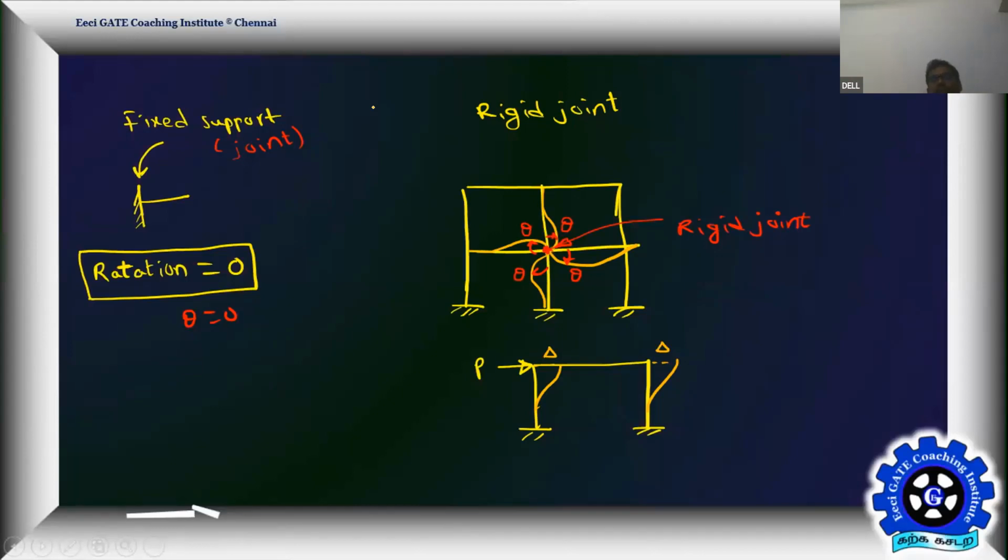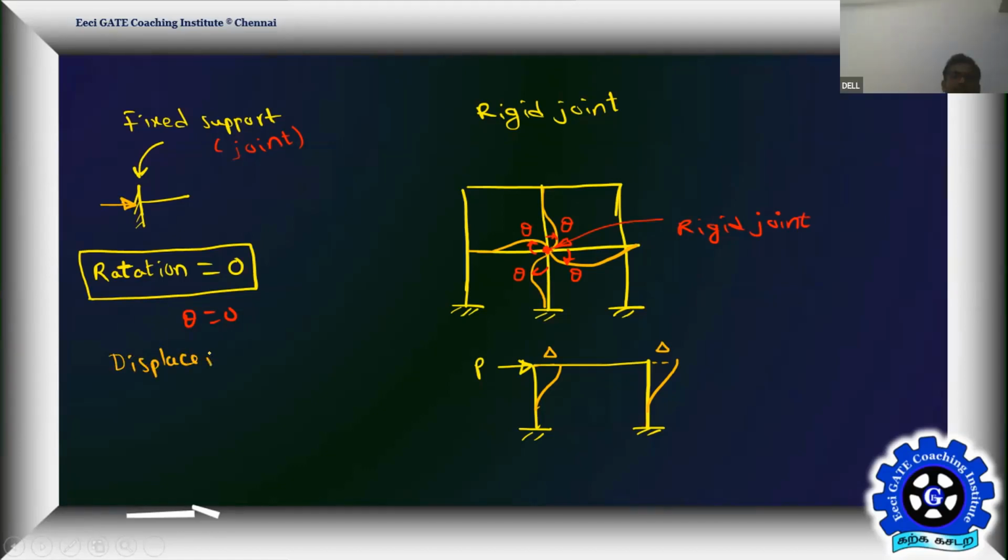Listen, rigid joints can undergo displacement. When I apply axial load P, rigid joints undergo displacement. Can you listen? When I apply some axial force, can you get any displacement at a fixed support? Can you get displacement at fixed support? No, sir. Displacement is equal to 0.